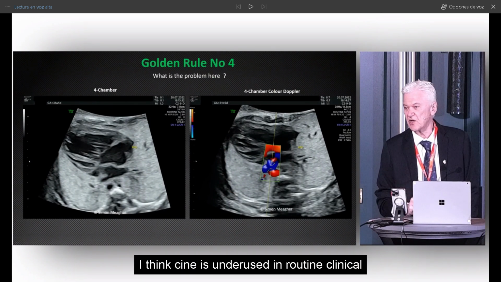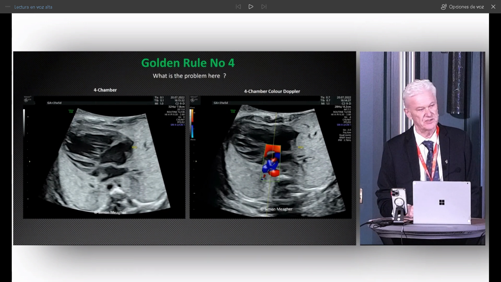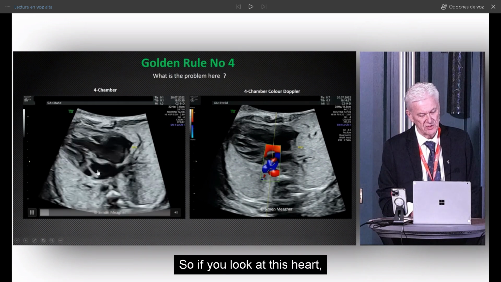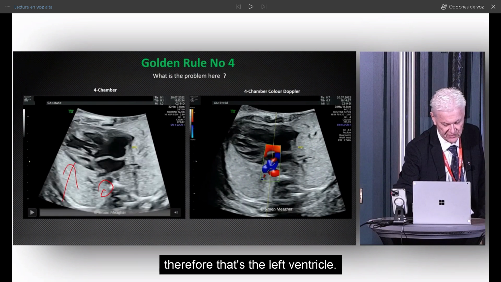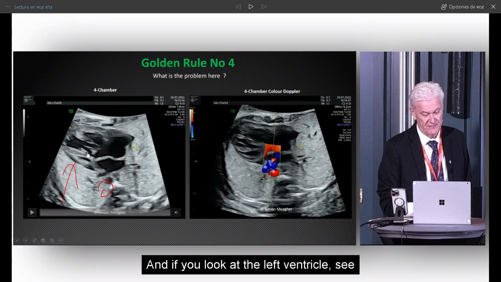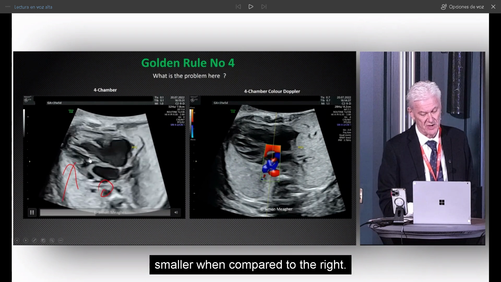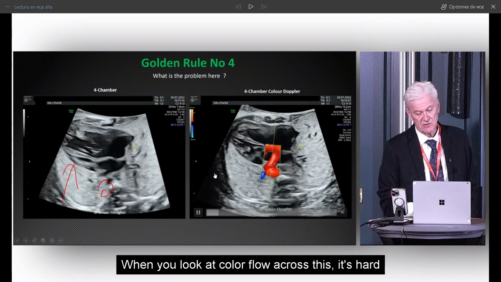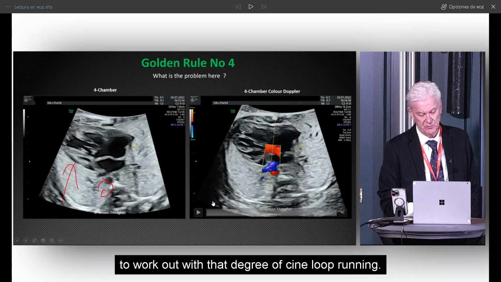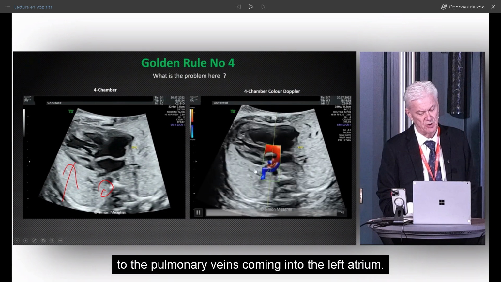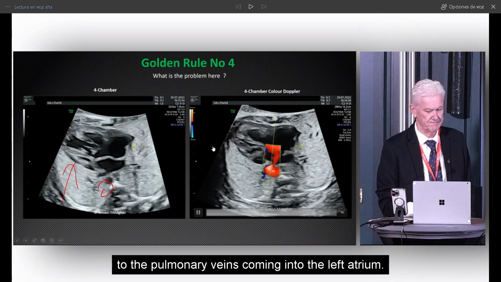I think cine is underused in routine clinical practice in cardiac imaging. So if you look at this heart, you can see straight away that this is the descending aorta, therefore that's the left ventricle. And if you look at the left ventricle, you see that the left ventricle is smaller when compared to the right. When you look at color flow across this, it's hard to work out with that degree of cine loop running what's going on with regard to the pulmonary veins coming into the left atrium.